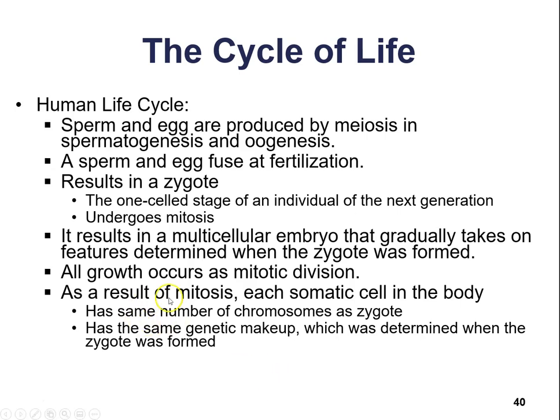Okay, it says here, as a result of mitosis, each somatic cell, so that's the rest of the cells in your body, has the same number of chromosomes as the zygote and has the same genetic makeup as the zygote. So every single cell in your body has the same DNA, the same genetic makeup. Now I always have to say there's a caveat there. There are immune cells where you actually have some DNA rearrangements that go on, but that's when we're talking about production of cells that produce antibodies and stuff like that. But for the most part, we're going to say every single cell of your body has the same genetic makeup.